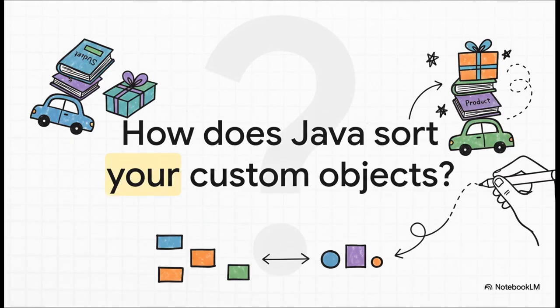Okay, so let's just dive right in. Java is pretty smart, right? You can give it a list of numbers, a list of names, and just tell it to sort, and boom, it works perfectly. But what happens when you create your own thing? Like a student object, or a product, or a car? How on earth is Java supposed to know what sorted even means for one of those? That's the exact problem we're going to solve today.